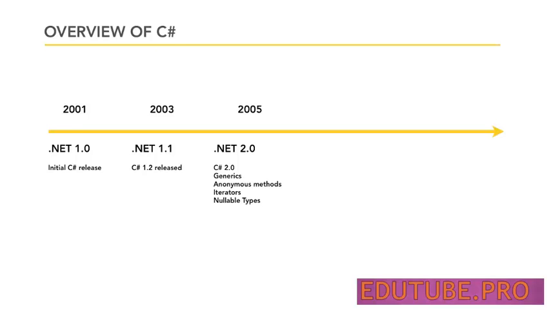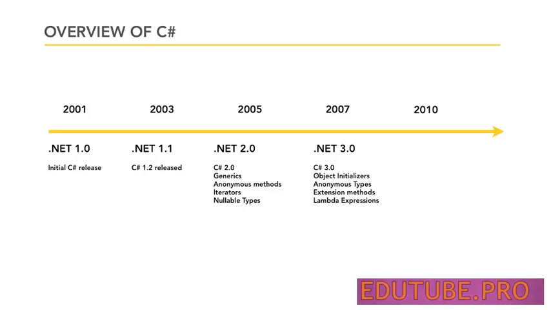Some of these things are advanced, and we won't be covering them in this course, but we will be looking at things like nullable types a little bit later on. In 2007, that was when .NET 3.0 was released, and in .NET 3.0 along came C# 3.0, which introduced concepts such as object initializers, anonymous types, and so on. Again, some of these are advanced, like lambda expressions. We won't be looking at those, but we will be using things like object initializers later on.